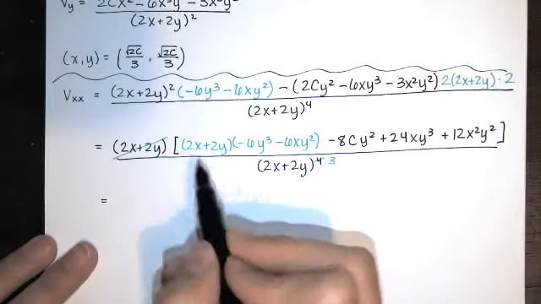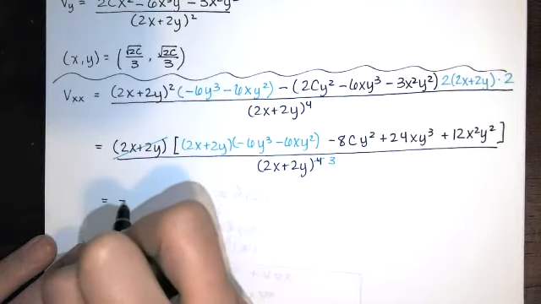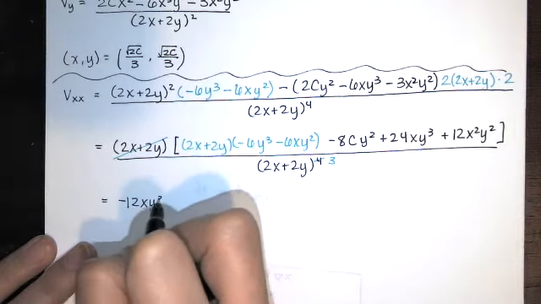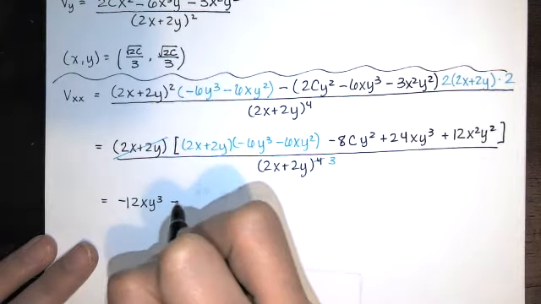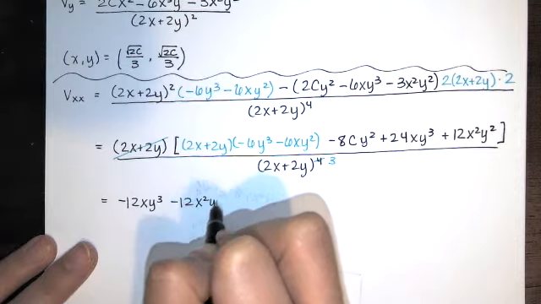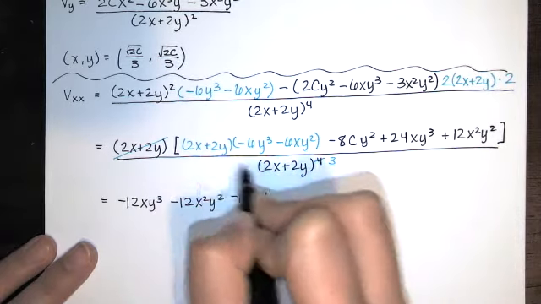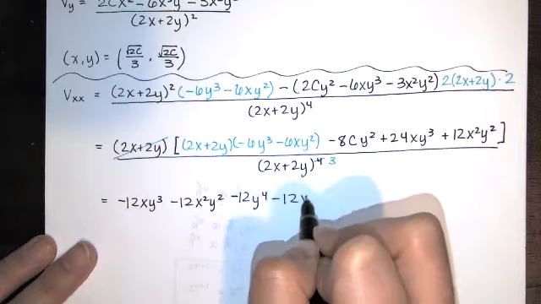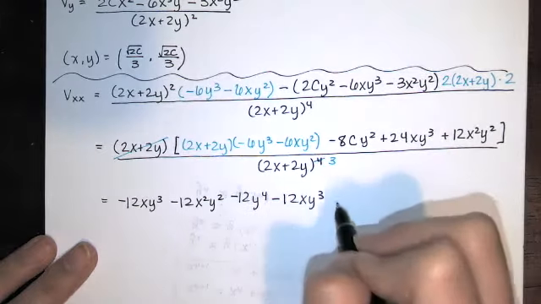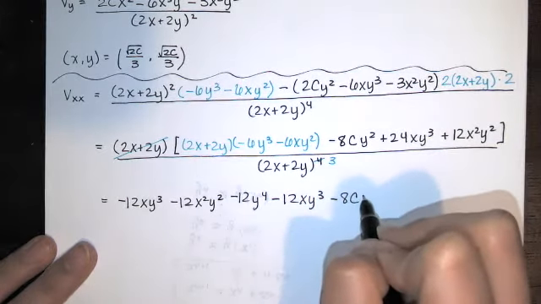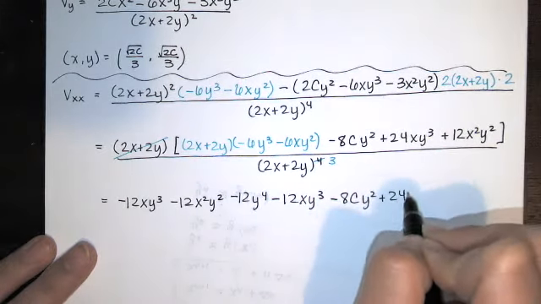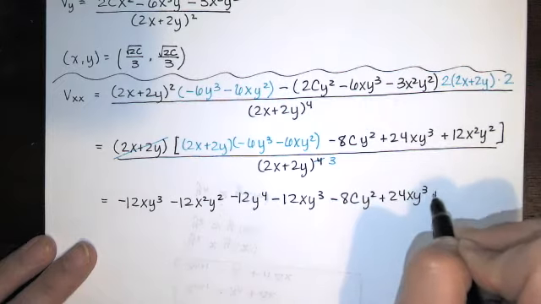All right, now if I distribute here, first times first is going to give me a 12xy cubed. Outer times outer is negative 12x squared y squared. Inner times inner is negative 12y to the fourth. And last times last is negative 12xy cubed. I'm just bringing everything else down. And eventually I'm going to look for like terms.